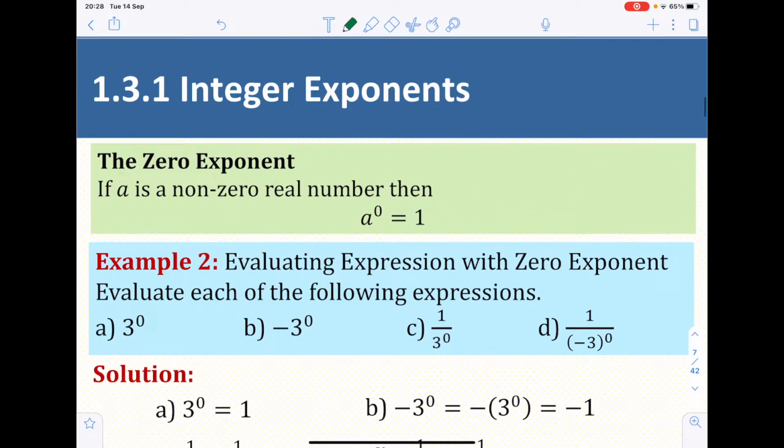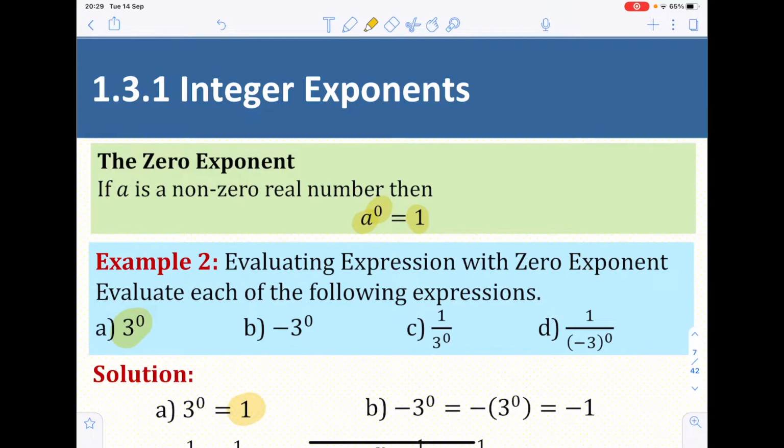The integer exponents also, we have here 0 exponent. What does it mean by 0 exponent? It means a raised to the power 0, and in this case, it would be 1. Well, no matter what a is, anything to the power 0 equals 1. Even a million to the power 0, the answer would be 1. So 3 to the power 0 would be 1.